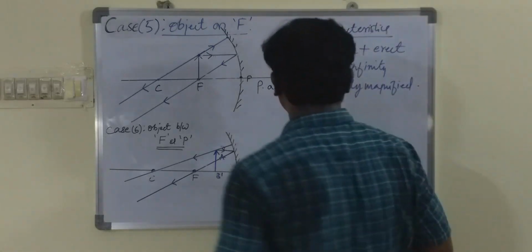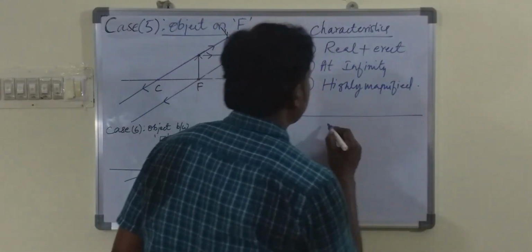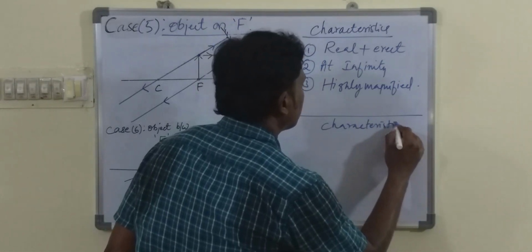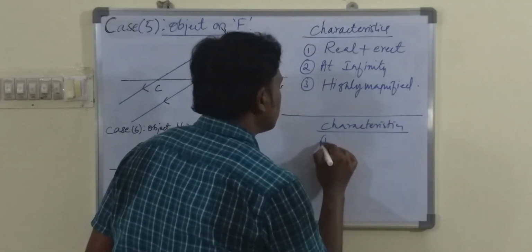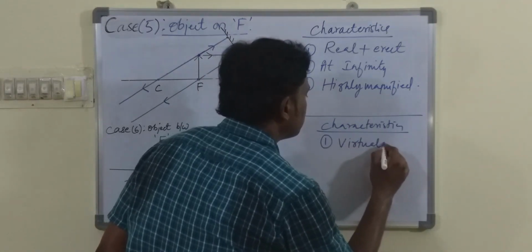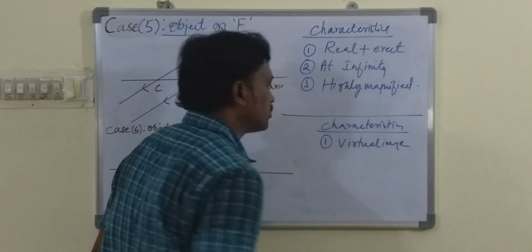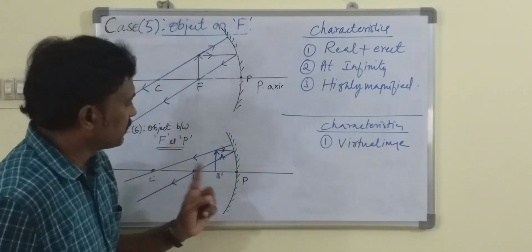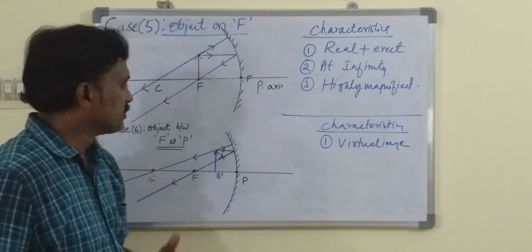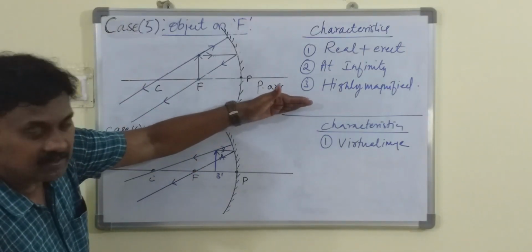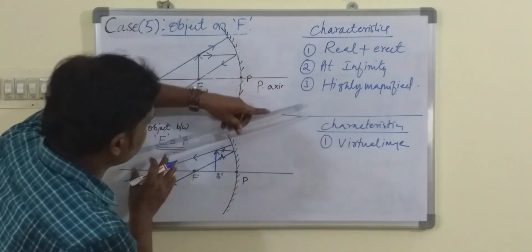So let me write here the characteristics. What is the first? It's a virtual image. Why virtual image? Because the reflected light rays are not meeting. Now let us try to get the position of the virtual image. For that you have to extend the reflected light rays on the other side of the mirror.